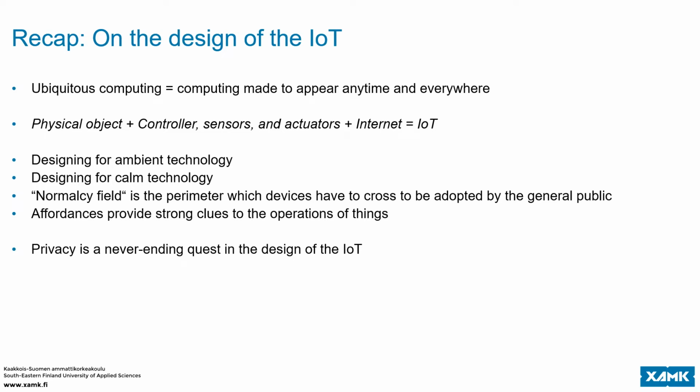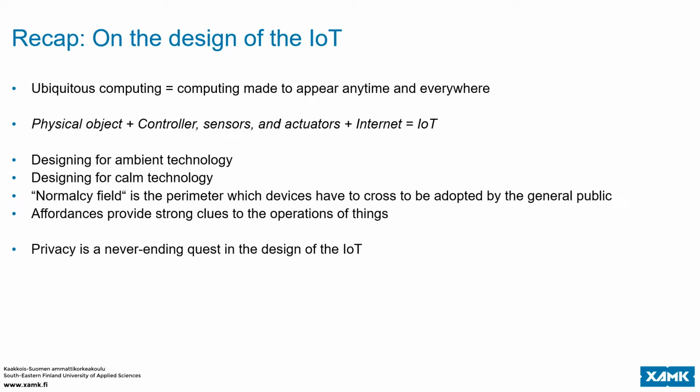Then we had the idea of designing for ambient technology. So ambient technology meant the consideration of all contexts in the design. So objects are not designed in isolation of the surrounding world, but in fact just the opposite. Ambient technology considers how the device interacts with its surroundings. Palm technology is the term used for systems that blend into their surroundings seamlessly. The normalcy field is the perimeter which the devices have to cross to be adopted by the general public.